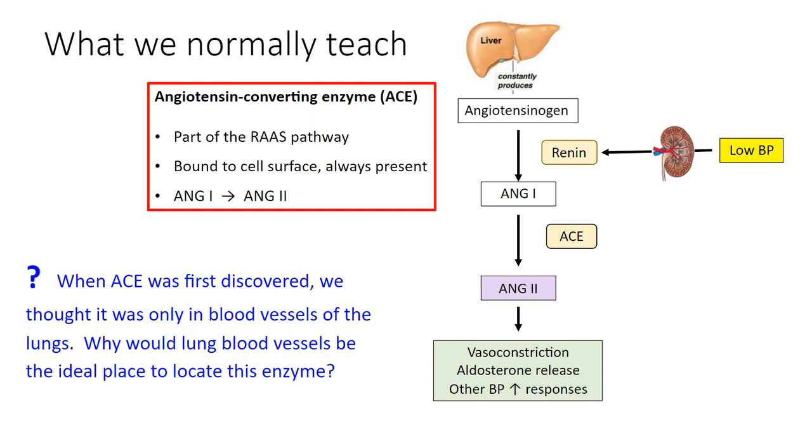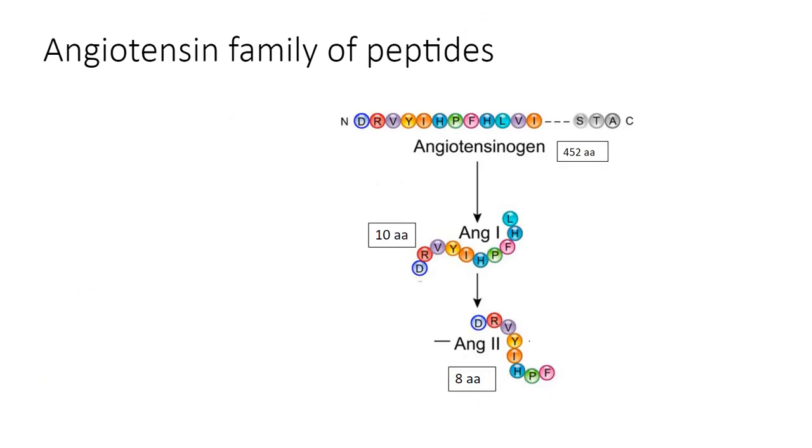Let's go ahead and look now at the family of peptides that we call the angiotensin family. So here are the three that we just talked about. The inactive angiotensinogen, which is actually quite large, 452 amino acids, and it is converted by renin to angiotensin 1 with only 10 amino acids. So this is the N-terminal end of the big protein. And then to get from angiotensin 1 to angiotensin 2, which is where ACE comes in, all we do is take off 2 amino acids. So here are small peptides that have a lot of activity.